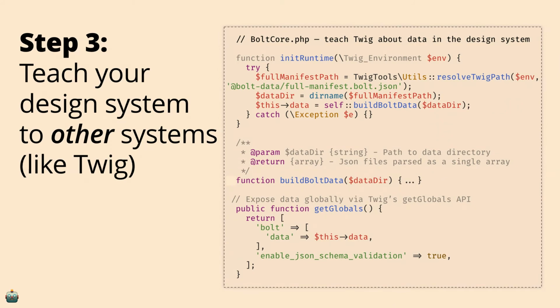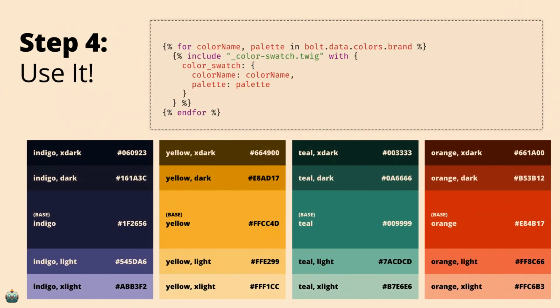Step 3, teach other systems about your design system. So don't worry too much about the actual code here. This is just an example of what we did with Twig integration, but really the core idea here is your design system cannot be just these bespoke processes or bespoke little microservices that have no idea how to talk to the rest of your system. You need to teach the Twig layer, the PHP layer, the Sass layer, the JavaScript layer. You need to teach all of these things in your design system to talk to one another, to be able to share that single source of truth at the data layer, so that we can do things like this.